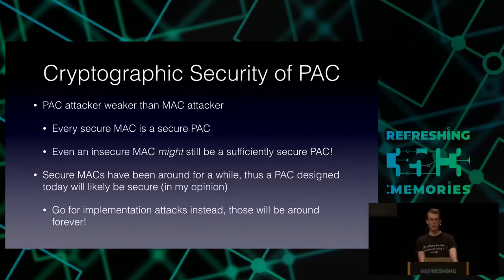So every secure MAC we know is also a secure PAC, but even an insecure MAC might still be sufficiently secure for PAC. Secure MACs have been around for a while, and thus, in my opinion, if somebody who knows what he's doing designs a PAC algorithm today, it will likely be secure. So instead of going for the crypto, I think we should rather go for implementation attacks, because those will be around forever. By that, I mean you can either look at how the crypto itself is implemented, but especially you could look at how PAC is used in the actual code.